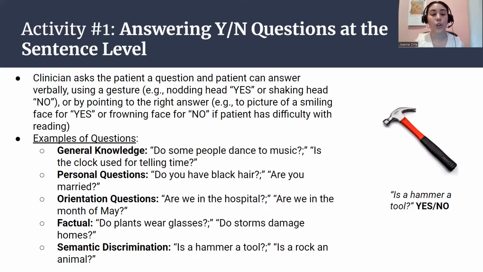Factual questions can include, do plants wear glasses or do storms damage homes? And we can also ask semantic discrimination questions like, is a hammer a tool? Does it fall into that category? Or is a rock an animal?